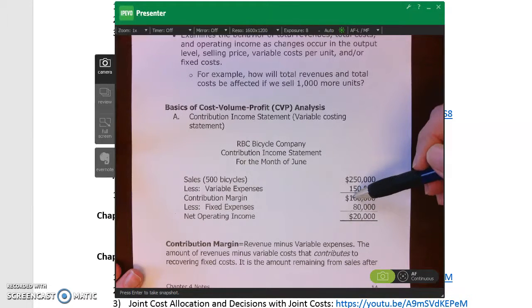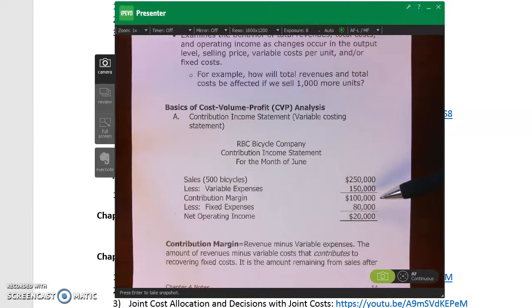Now our contribution margin is defined as sales minus variable expenses gives us contribution margin. Okay, that's all it is, and it's profit before you subtract out your fixed costs. That's what it is. You can also put this on a per unit basis, where you could say our sales price minus our variable expenses per unit would give us our contribution margin, or you can do it in terms of totals.